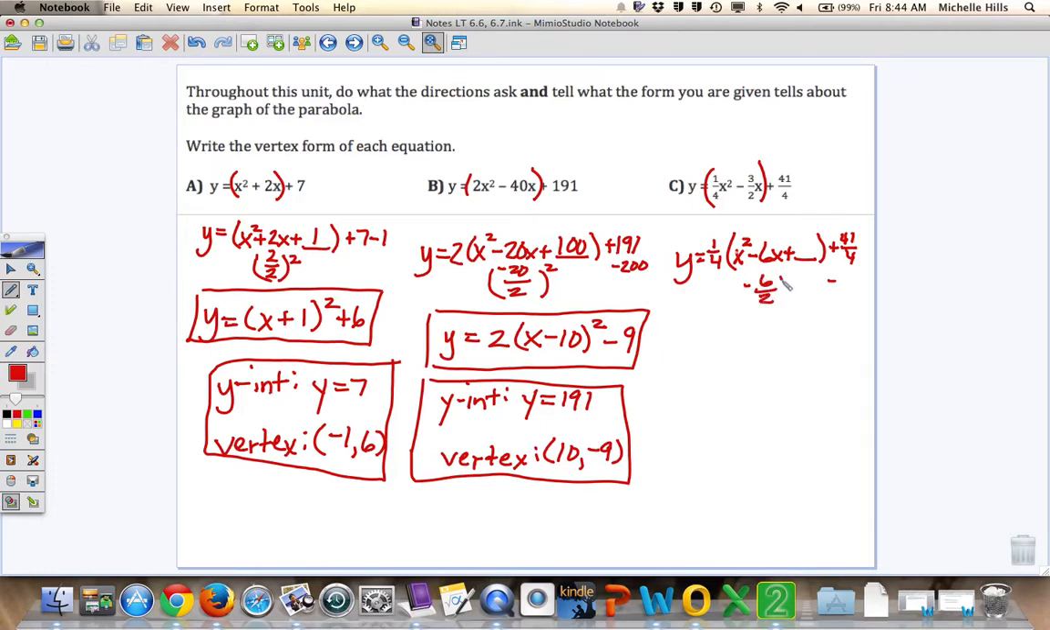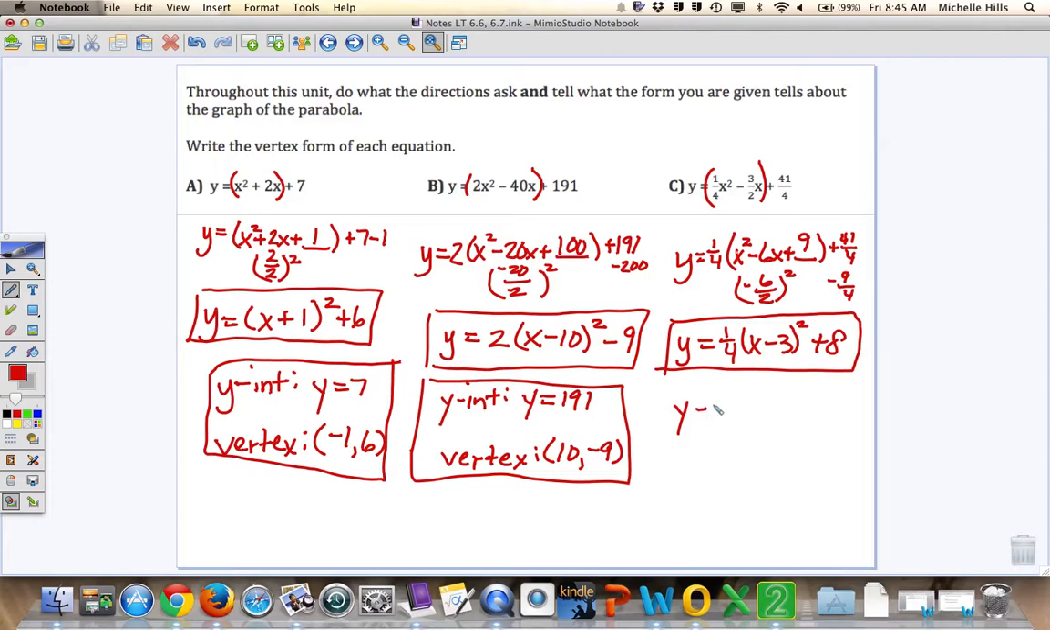Negative 6 divided by 2 is negative 3, so this is going to become y equals 1/4 times x minus 3 quantity squared. Negative 3 squared is positive 9, but what I've really done is added 1/4 times 9 to this side of the equation. So I need to subtract that 9/4 from the end. Positive 41/4 minus 9/4 is positive 32/4, which is positive 8. So y equals 1/4 times x minus 3, quantity squared, plus 8.